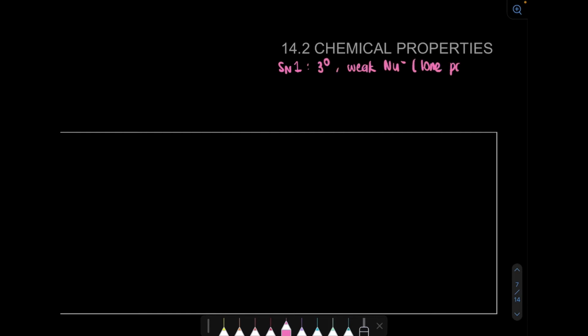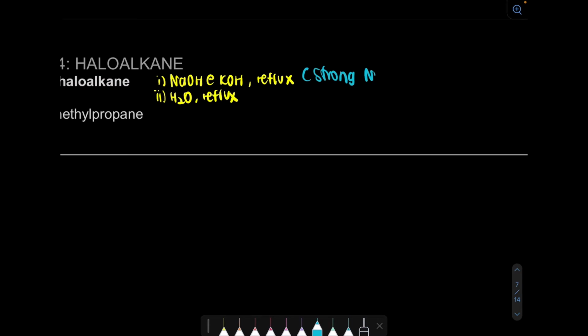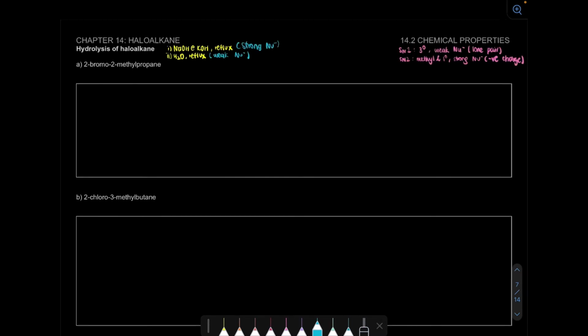SN1 is for tertiary haloalkanes with a weak nucleophile, which has the presence of a lone pair. SN2 is for methyl halides or primary haloalkanes, where we use a strong nucleophile, which has the presence of a negative charge. For our reagents here, NaOH or KOH is actually Na+ and OH-. So OH- is a strong nucleophile, and H2O is our weak nucleophile. So we now have the summary.